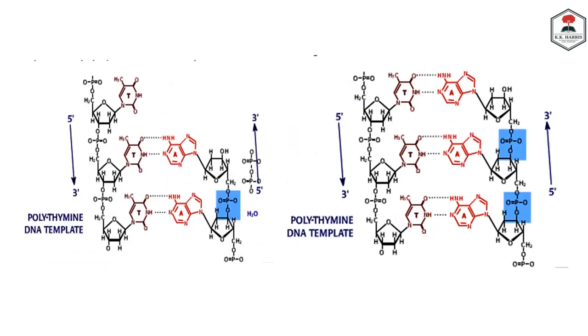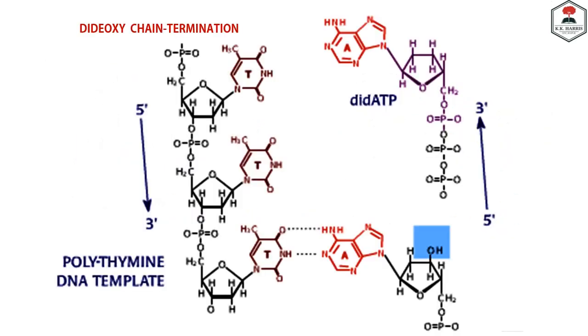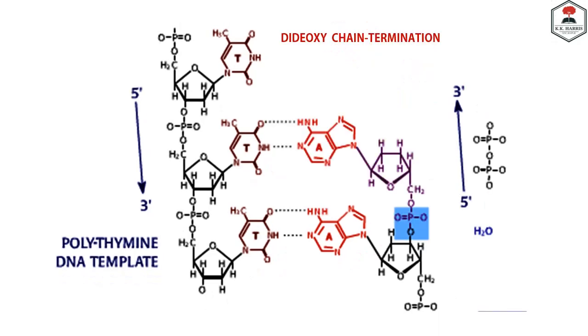Dideoxy chain termination. The phosphate at the 3' end has joined with the hydroxyl at the 5' end, joining a nucleotide. The process repeats. Now continuing from the previous position, a new dideoxy nucleotide is to be added.